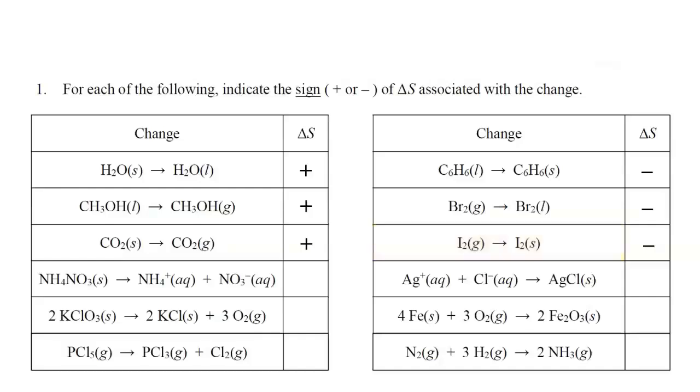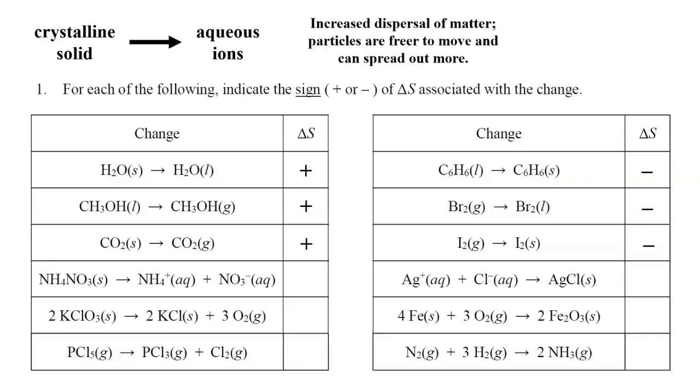Now, let's take a look at what happens when an ionic solid is dissolved in water to produce aqueous ions. If we begin with a sample of a crystalline solid and we dissolve it in water to produce aqueous ions, our prediction is the following. There should be an increased dispersal of matter. The particles are freer to move and can spread out more, so our prediction would be that the entropy of the system increases, and that would lead to a positive delta S.